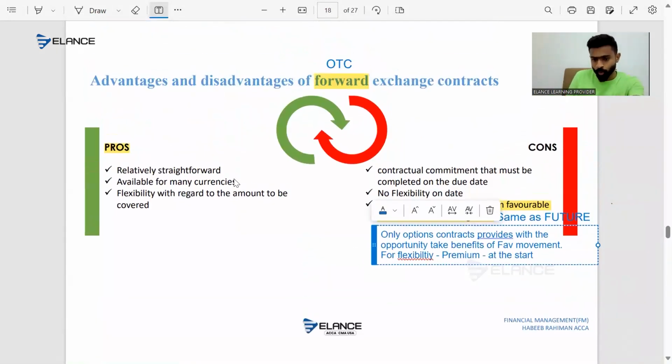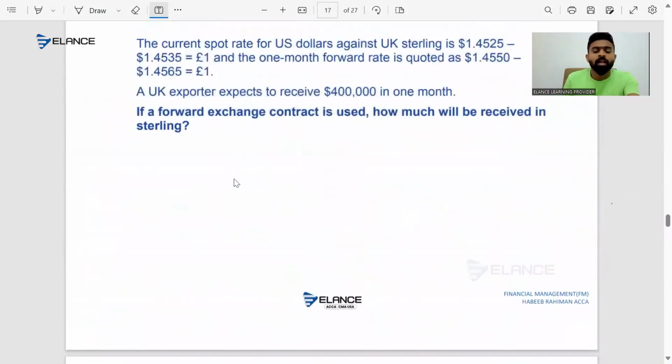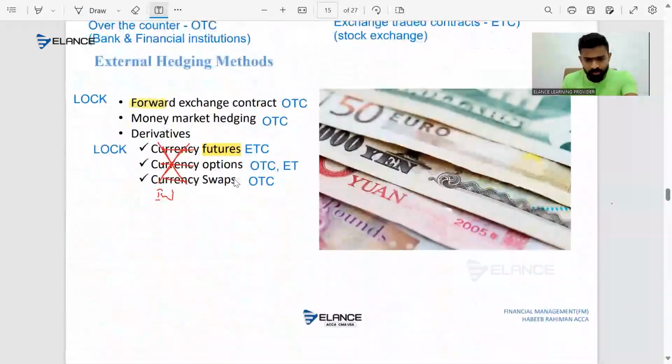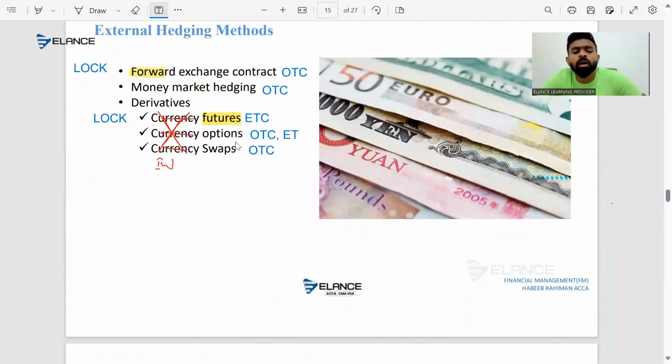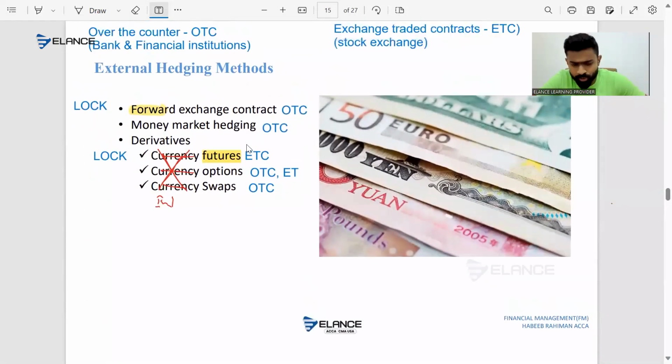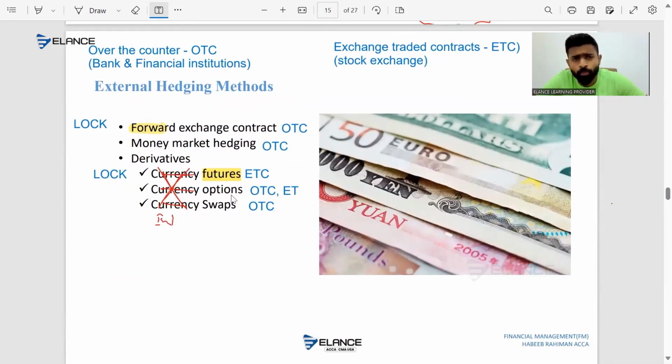costlier. Options are costlier. Now, from which institutions could we get options? There can be over-the-counter options and exchange traded options. Examiner might say like this.